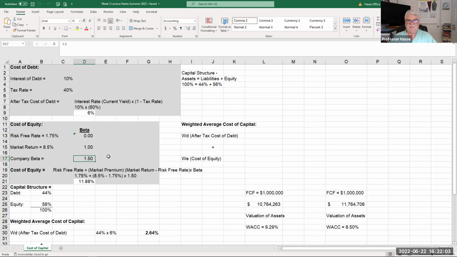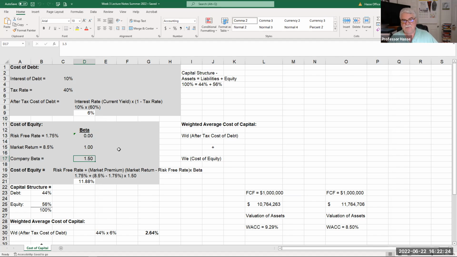So let's take a look at this company here. We call it Company A. And we want to determine what is the cost of equity. What are the expectations of investors in the market, taking a look at this company in a market of zero risk, average risk, and the risk of the specific company?